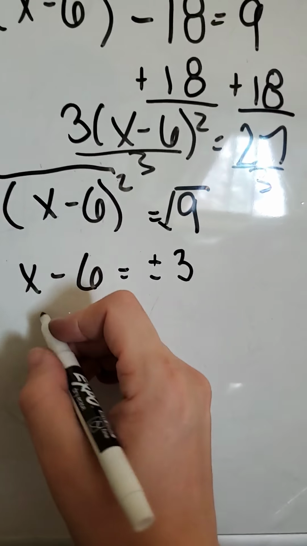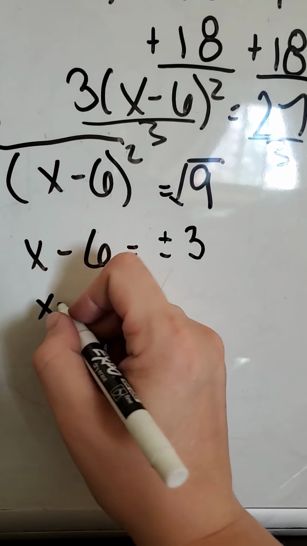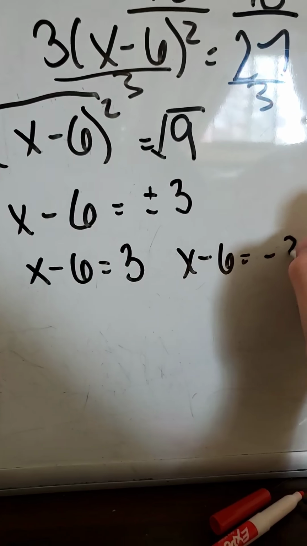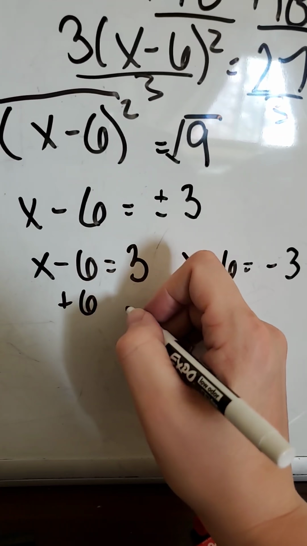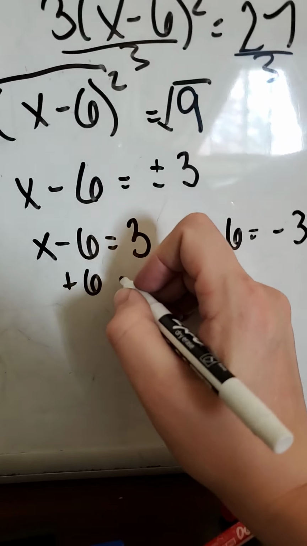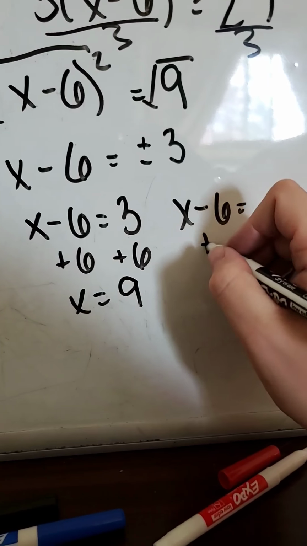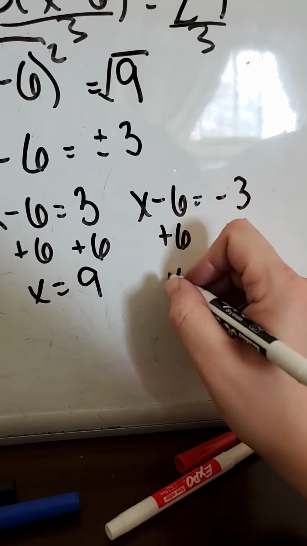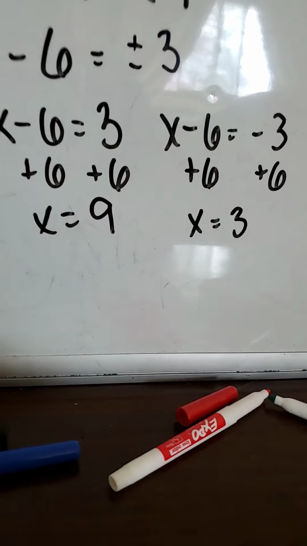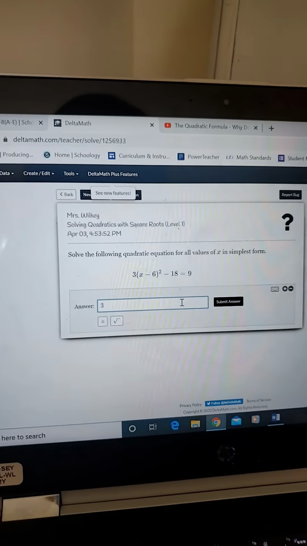And then just add 6 to both sides. So x minus 6 equals positive 3, and x minus 6 equals negative 3. Okay, so plus 6, making sure that this is the form that it wanted. 3 plus 6 is 9. Negative 3 plus 6 is positive 3. So our x values are 3 and 9.